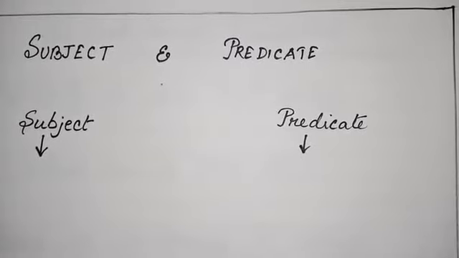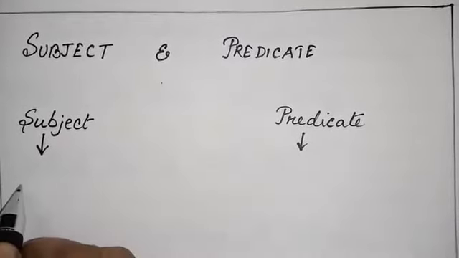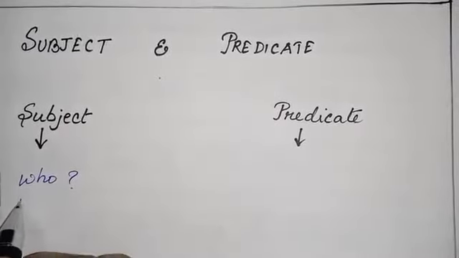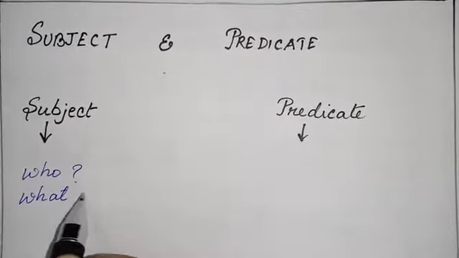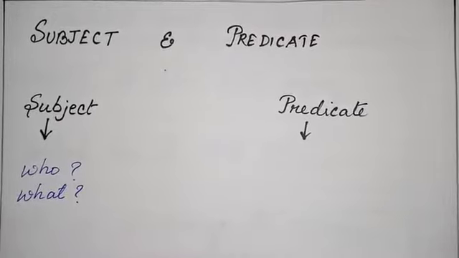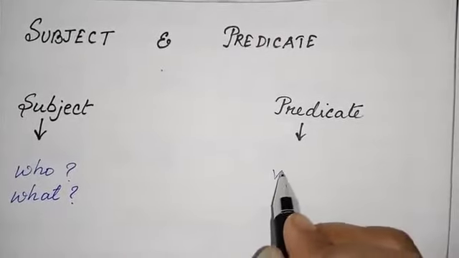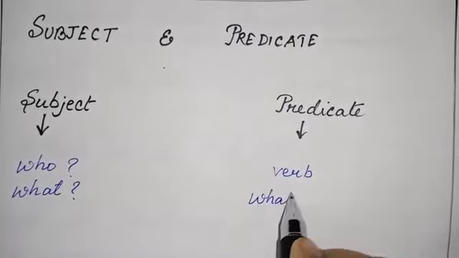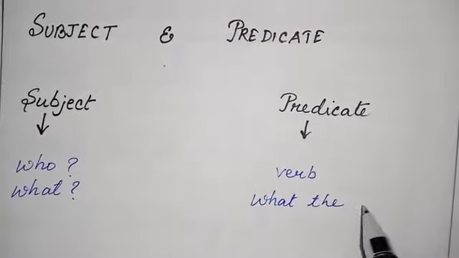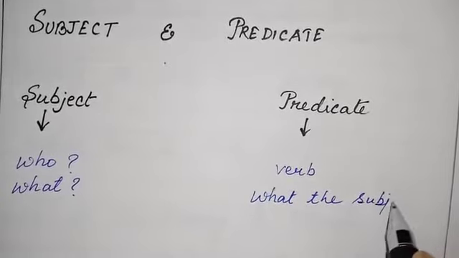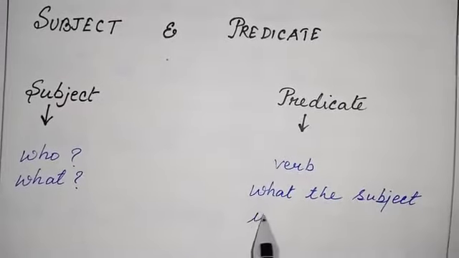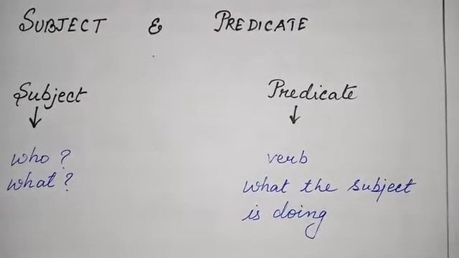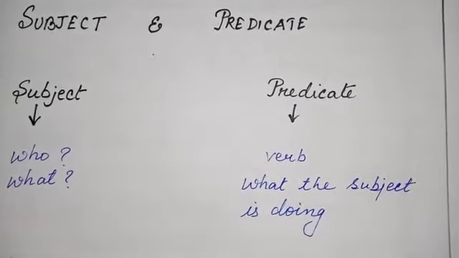The easiest way is, the subject gives the answer to these two questions, who or what, and predicate contains the verb as well as what the subject is doing. This is the easiest way to understand subject and predicate. Let us look into an example.